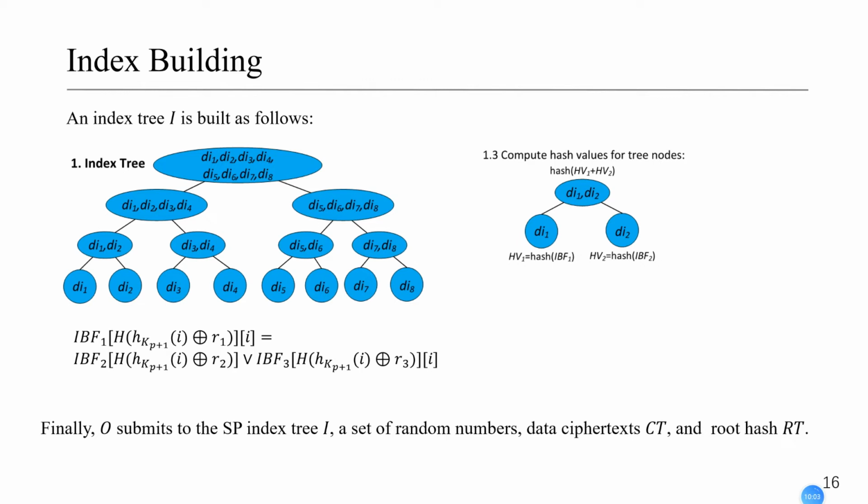The owner encrypts the N data items using AES encryption and asymmetric key SK to obtain ciphertext CT, and then computes a root hash value RT. Finally, the data owner submits to the service provider the index tree I, a set of random numbers, the ciphertext, and RT, the root hash value.